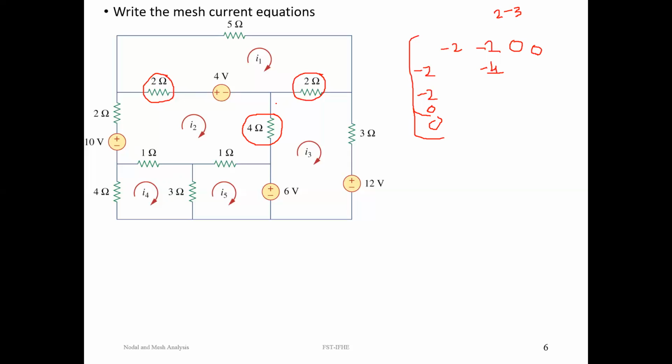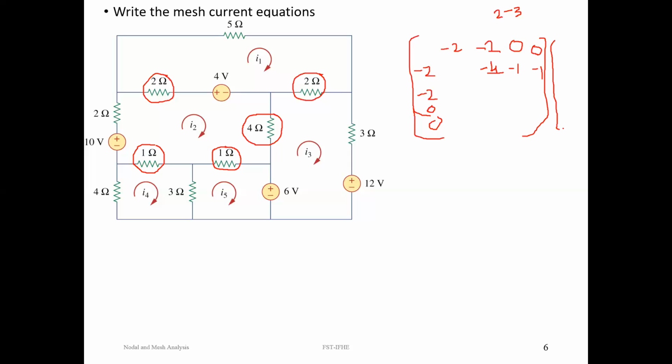So 2, 4 means we have to identify the element which is common between second mesh and fourth mesh. So it is minus 1. In the same way, if you want to fill up 2, 5, identify the resistance which is common between second mesh and fifth mesh, that is 1, so minus 1. In this way, we can completely fill up the A matrix.